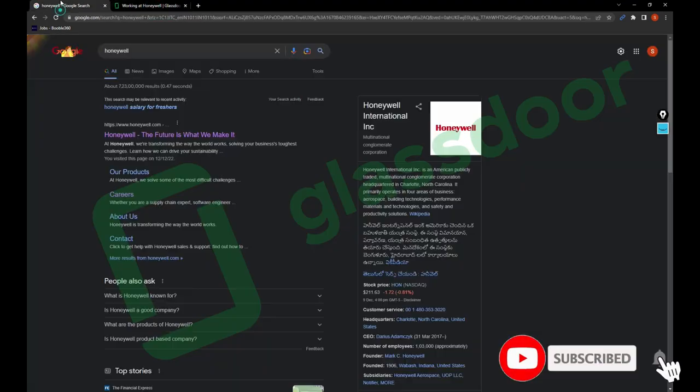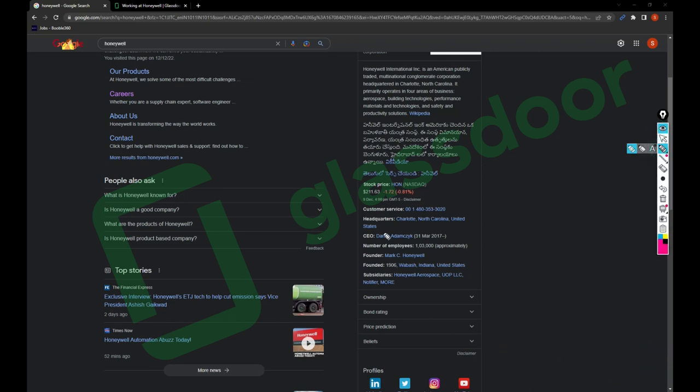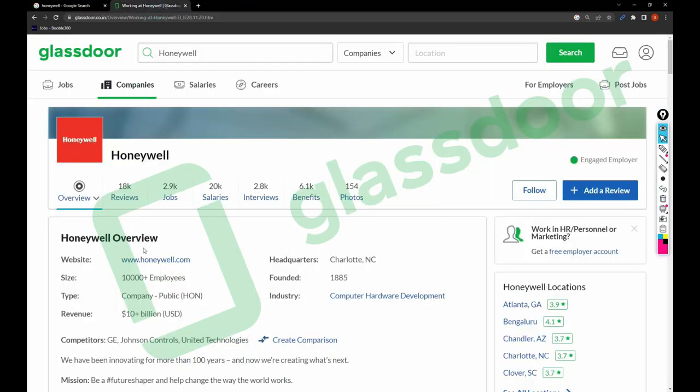So basically, friends, as soon as you open Google and search for Honeywell, you'll get all these details. Keep in mind, this company is based out of the US and was founded in 1906, which means the company is more than 115 years old, and the founder is Mark C. Honeywell, and the CEO is Darius Adamczyk. Remember this name, it will help you if you are giving an interview at Honeywell company, friends.